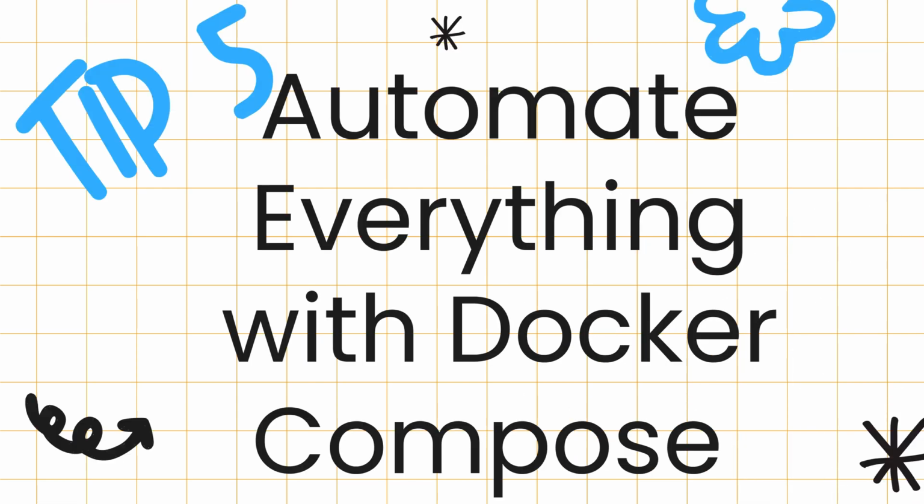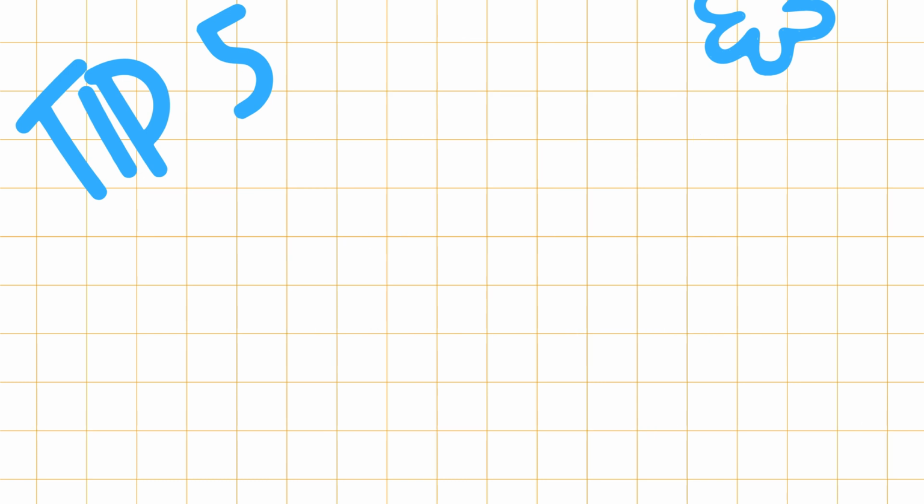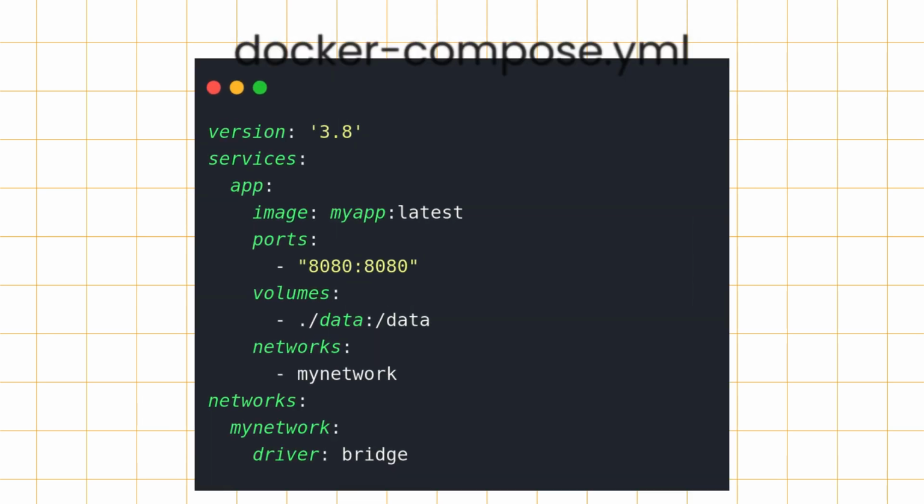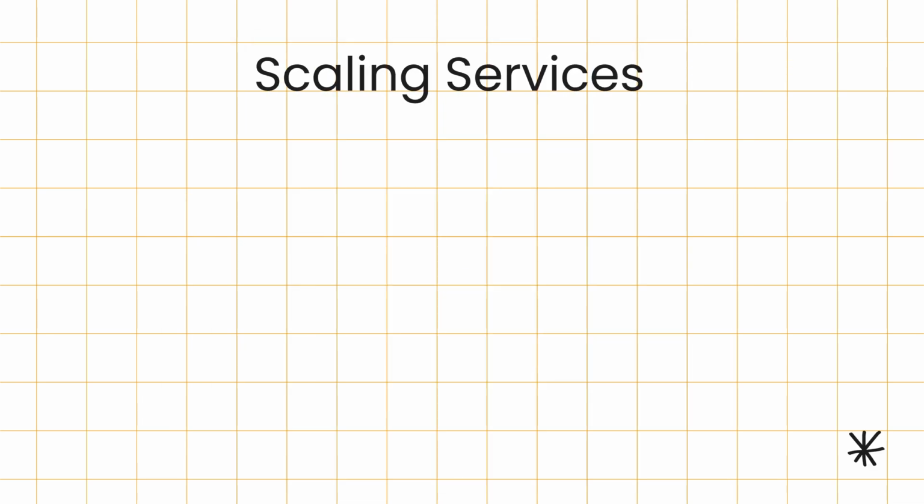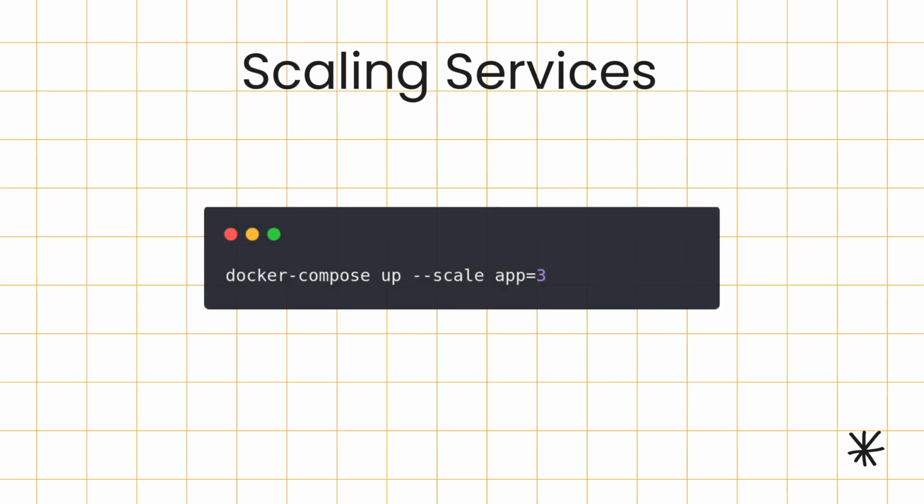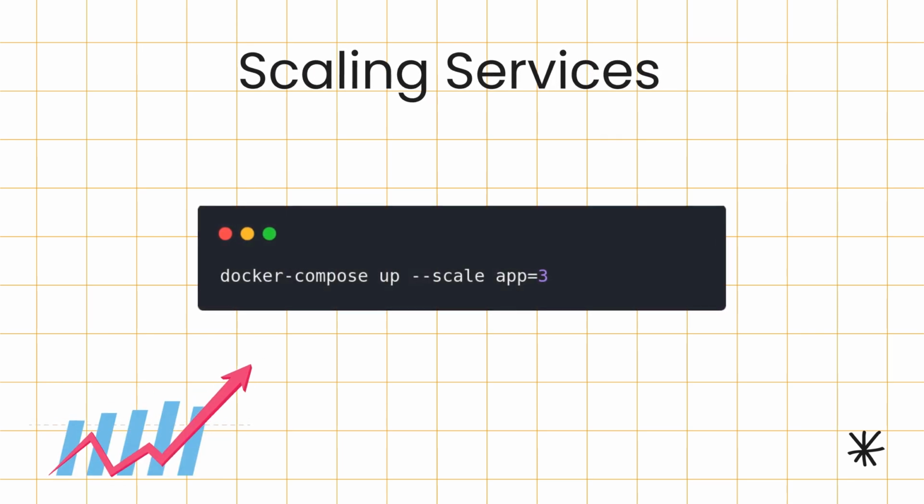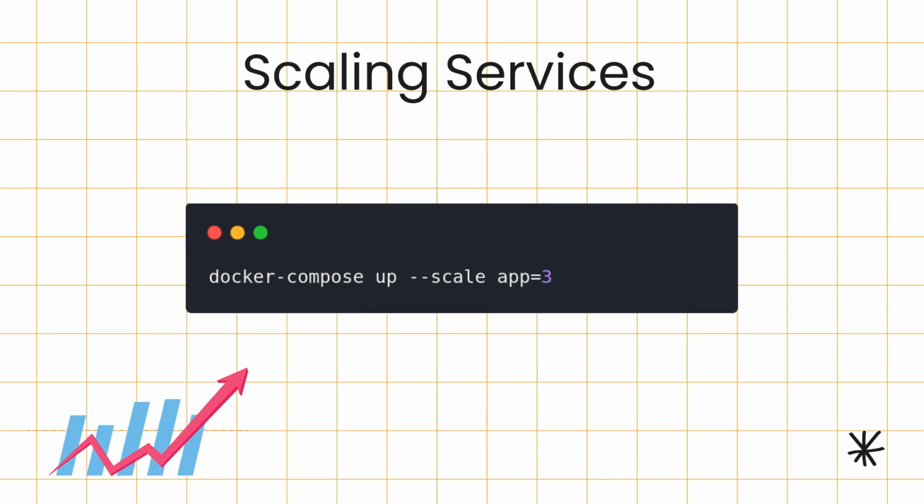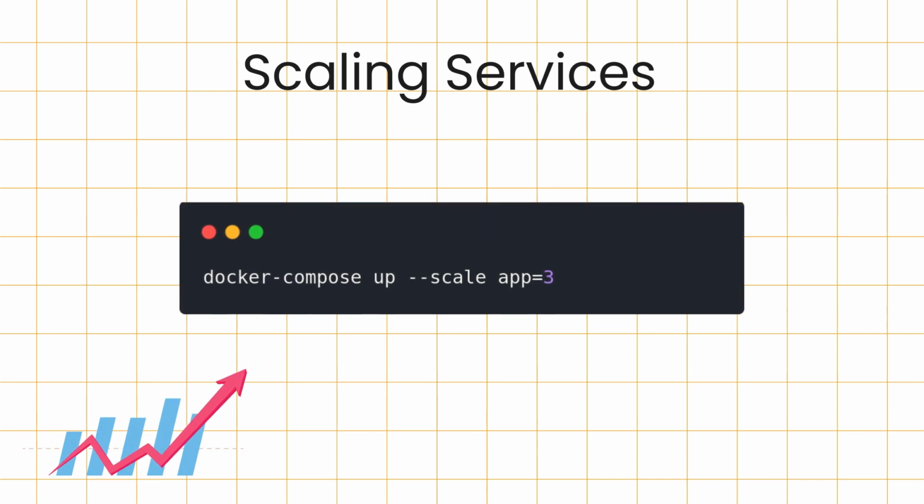Finally, automation is the key to efficiency. With Docker Compose, you can effortlessly orchestrate your entire environment. Here's a basic example of a Docker Compose file. If you need to scale your services, run the docker compose up command with the scale flag followed by the app name and the number of the needed replicas. This spins up multiple instances of your app to handle higher workloads.